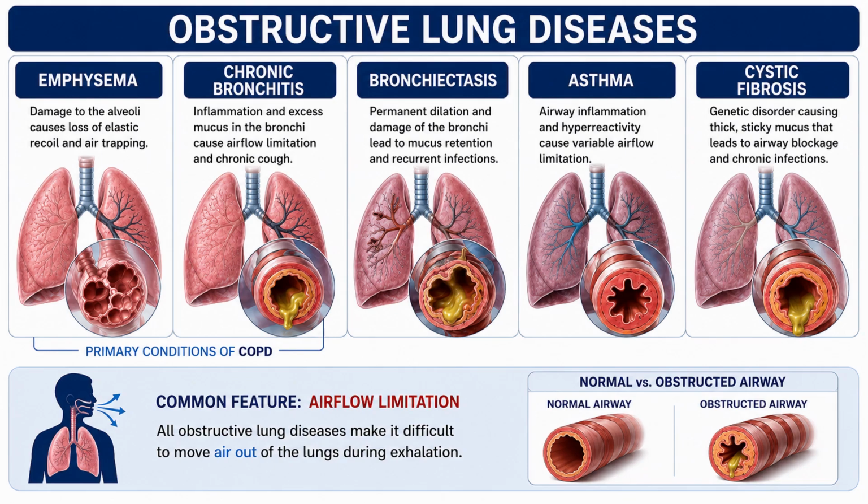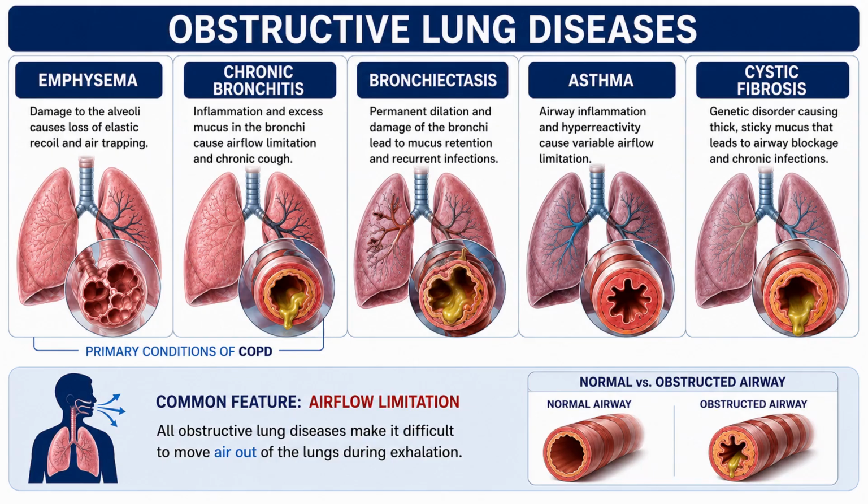Asthma produces reversible airway narrowing due to inflammation and bronchial hyperreactivity. Finally, cystic fibrosis is a genetic disorder that produces thick, sticky mucus, resulting in airway obstruction and chronic respiratory infections. Although each of these diseases has a unique underlying cause and clinical presentation, they all share one common feature: airflow limitation, making it difficult to move air out of the lungs during exhalation.